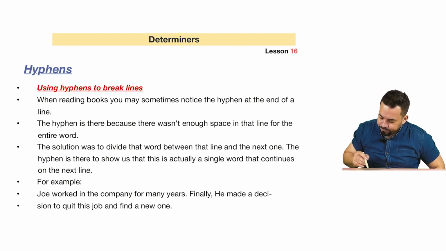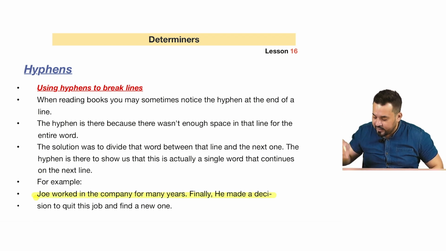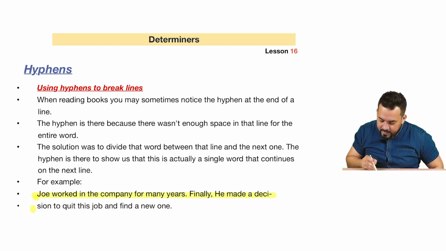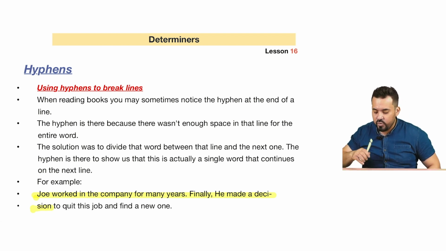Like, let's see. Oh yeah, like here, look. Joe worked in a company for many years. Finally, he made a deci- and the line ended. You don't have space to finish the word. You just put a hyphen here and then you continue the word. Decision, to quit the job.